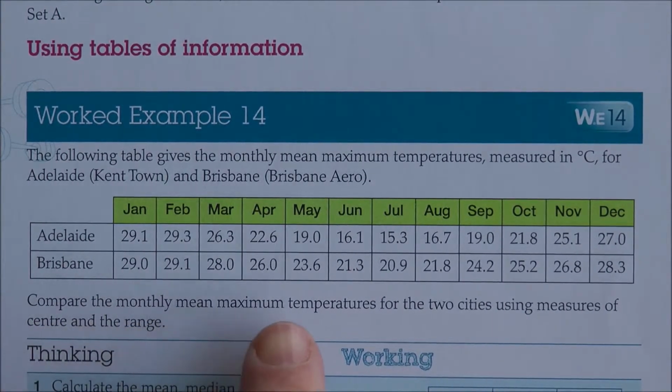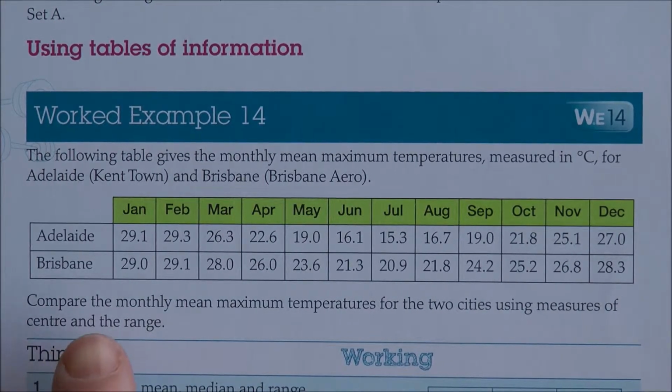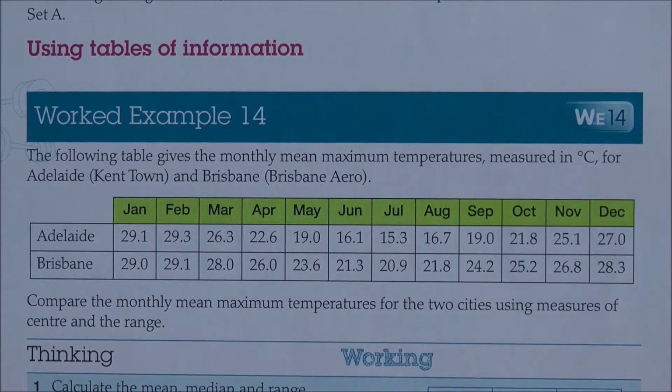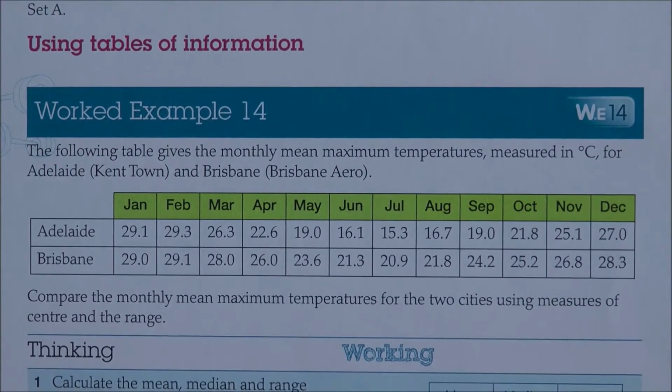Compare the monthly mean maximum temperatures for the two cities using measures of centre and the range. Measures of centre means we're going to work out the mean and the median, and then we'll work out the range and we can compare the data. So the first thing we've got to work out is the mean for both of these sets of data and the median. So let's do that.